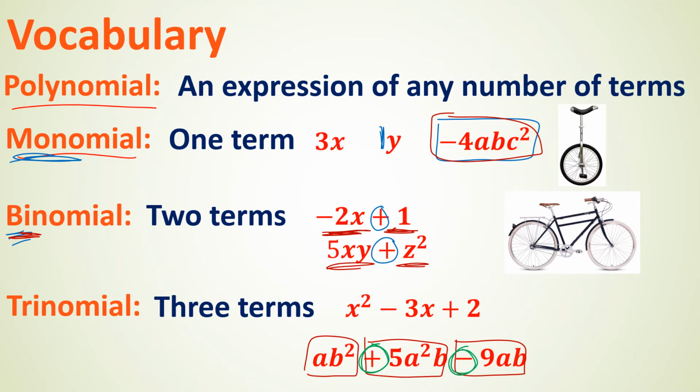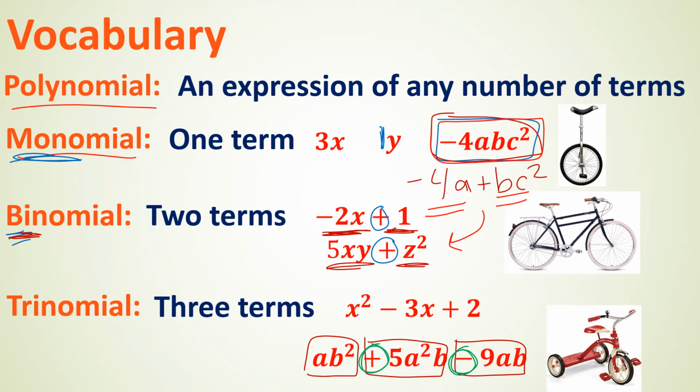Right, notice back up here with this monomial, that is a monomial if we were to write it something like negative 4a plus bc squared. Now all of a sudden that is a binomial, and that would belong down here. But originally this was a monomial. Okay, so let's go ahead and take a look here. Oh, there it is. There's the tricycle. Right, 3 terms, 3 wheels.